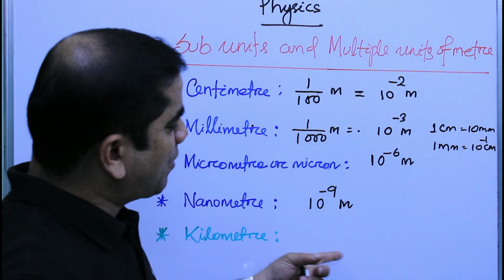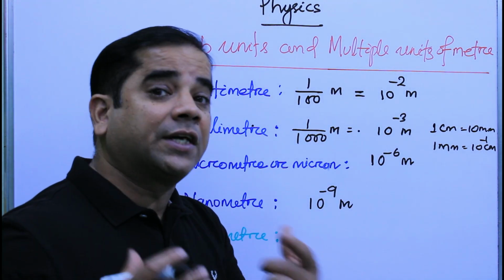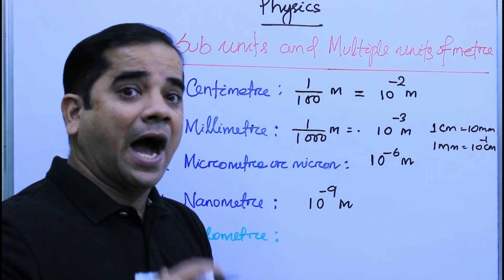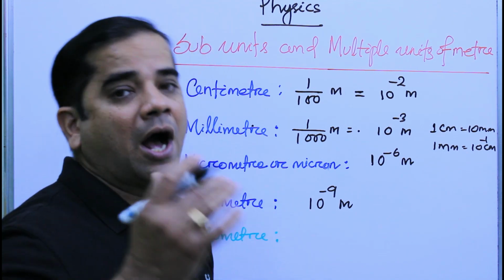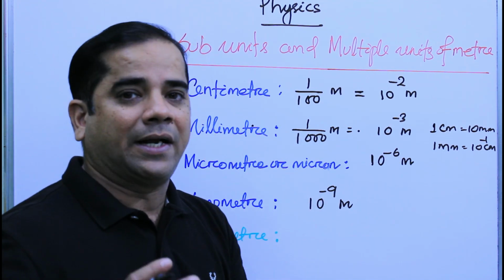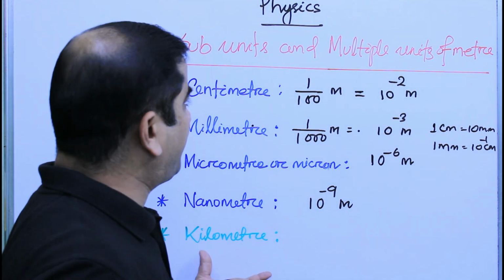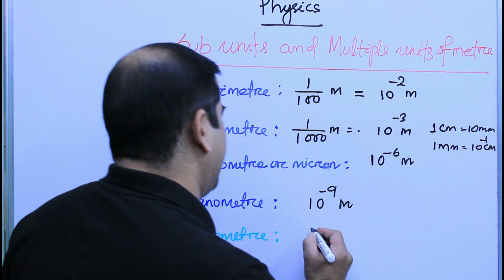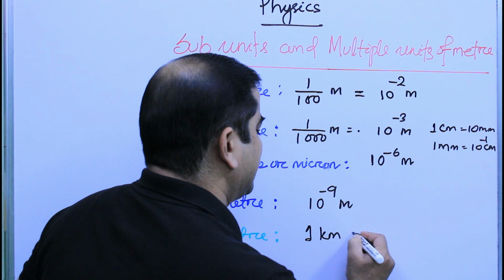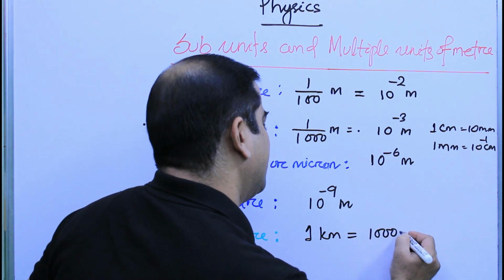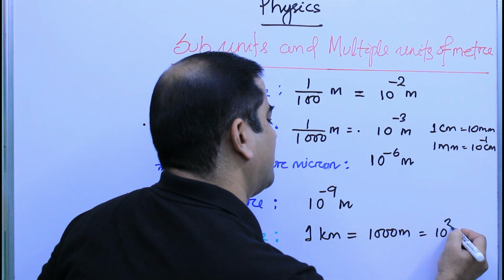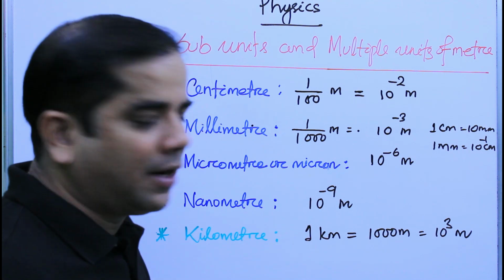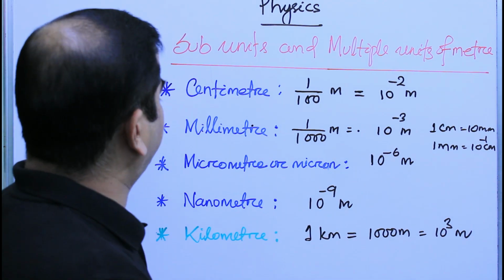So in this way we can represent them. These will help us in conversion of units. When we go from one unit to another, that means higher unit to smaller unit or smaller unit to higher unit, all these things will matter the most. And for the multiple unit of meter, generally we use kilometer. 1 kilometer is equal to 1000 meter, or we can write it as 10 to the power 3 meter.